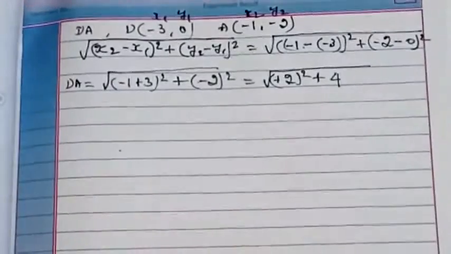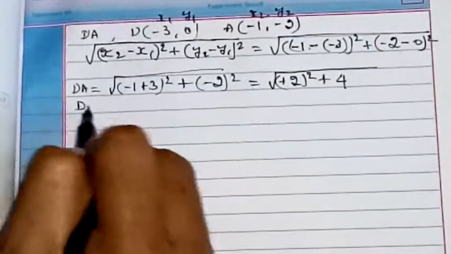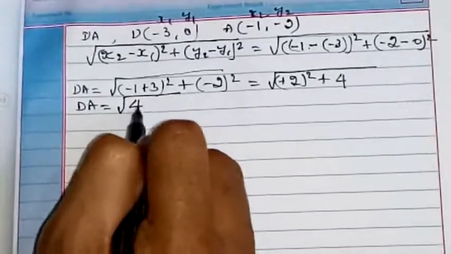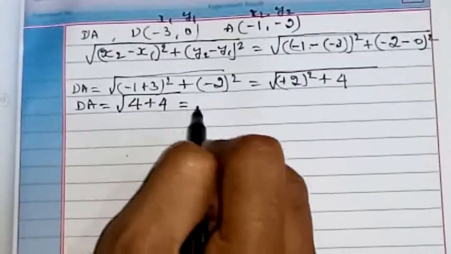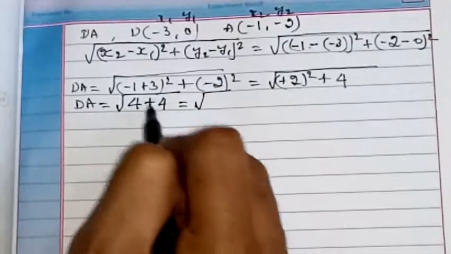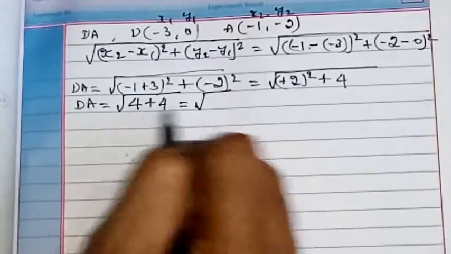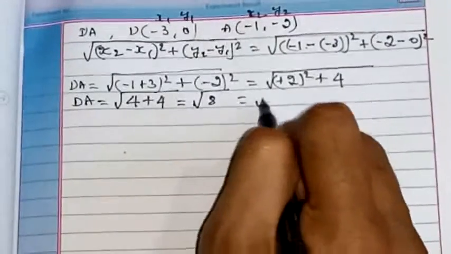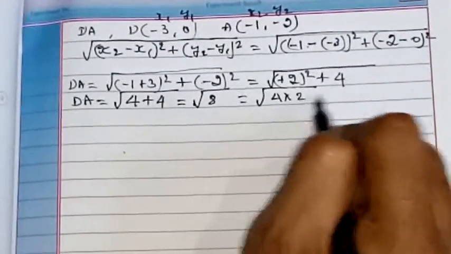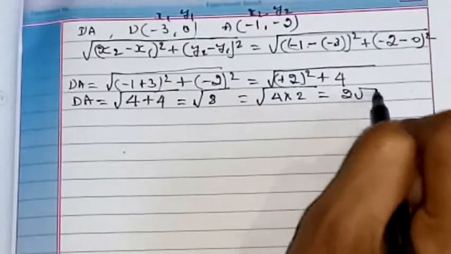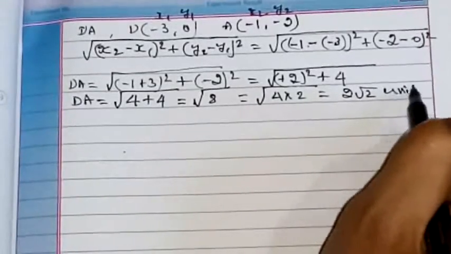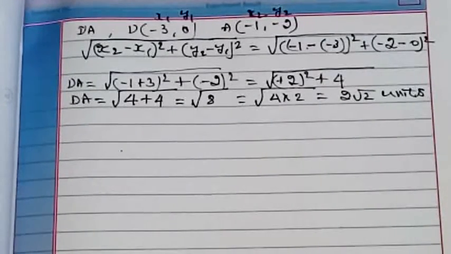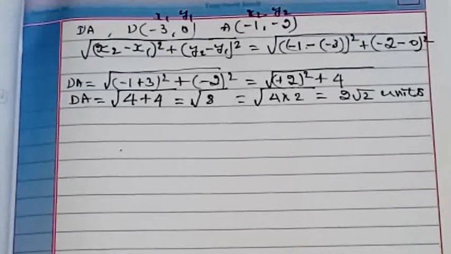Right? So therefore DA equals the square root of 2 square is 4 plus 4. Again the same thing. Root 4 plus 4 is root 8. Again root 8 can be written in the form of 4 into 2. So therefore the answer is 2 root 2 units. Now just observe the answers. So I think you have found the answers, right? What are the answers, children?